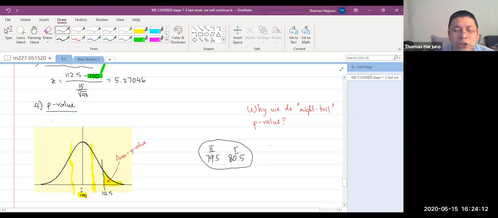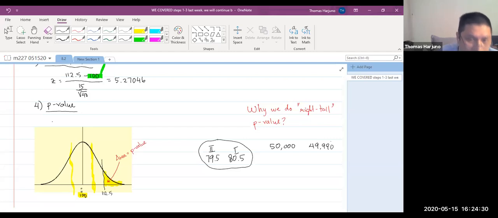You will not say you are richer than Thomas because you have $50,000 and Thomas has $49,990. Of course, I cannot say I'm richer than you while the evidence points otherwise, right? But to say that you are richer than me with only a $10 difference, it's kind of like, come on, man, it's just another one.